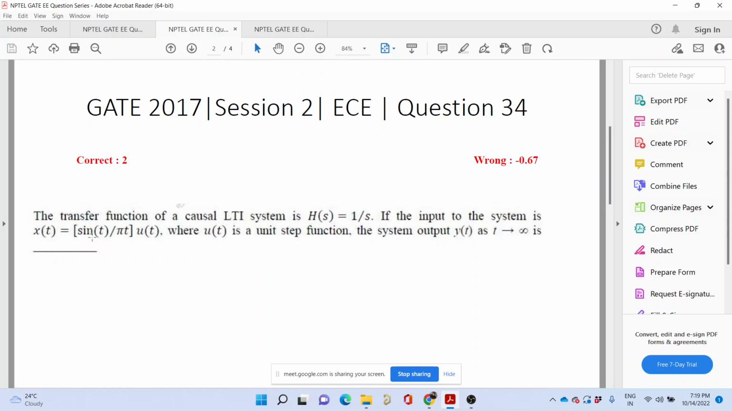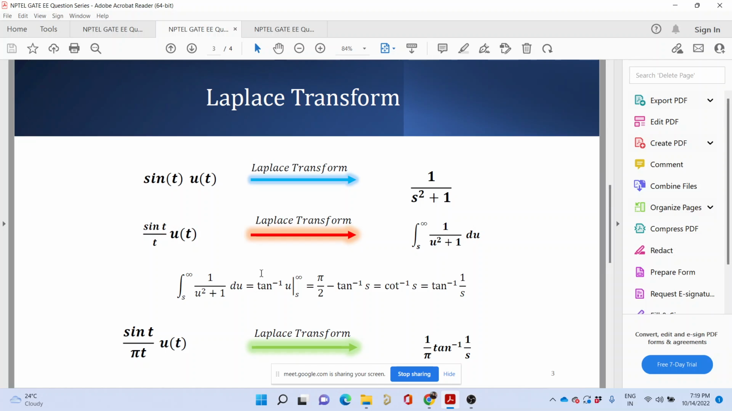So the method of doing this is you first find the Laplace transform of sin t, then you integrate it from s to infinity. For sin t you have the Laplace transform 1 divided by s square plus 1. When there is a division by t, the Laplace transform is the integration from s to infinity of this function. I have replaced s with a dummy variable u, because s is a variable over here. So 1 divided by u square plus 1 du. You perform this integration, and you are going to get tan inverse of 1 by s.